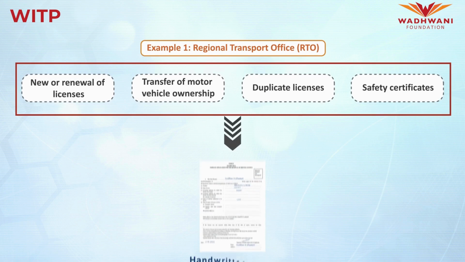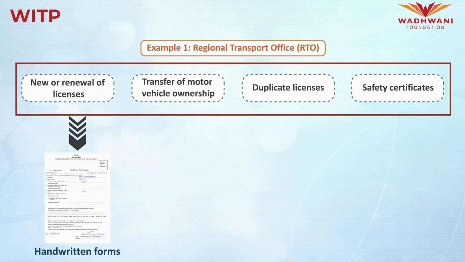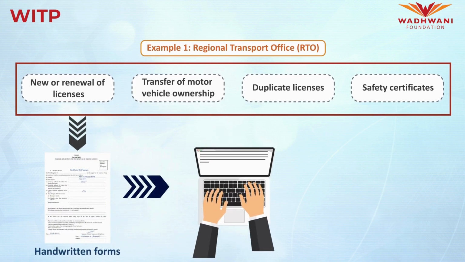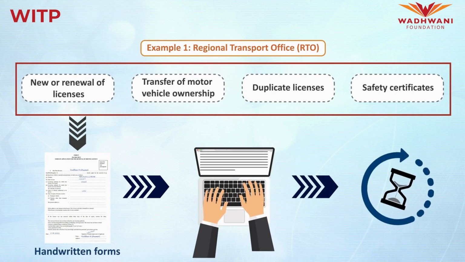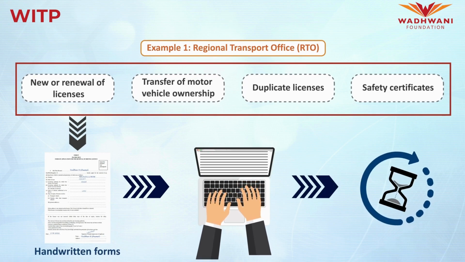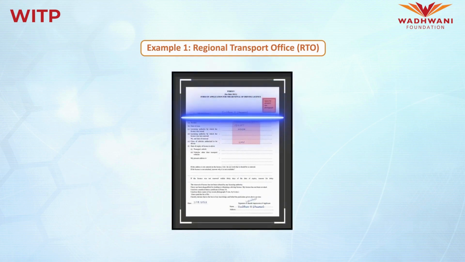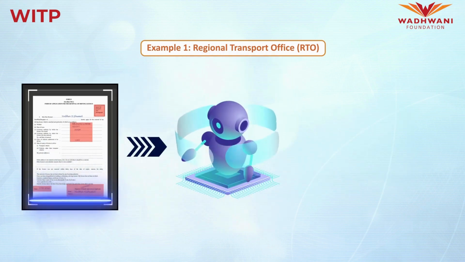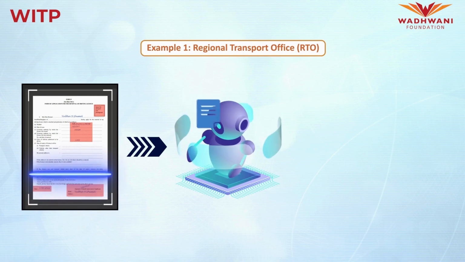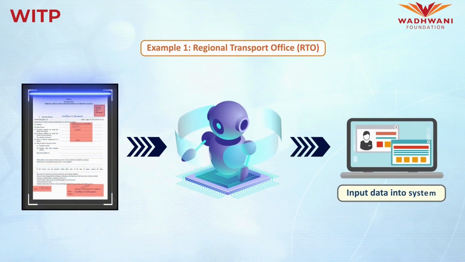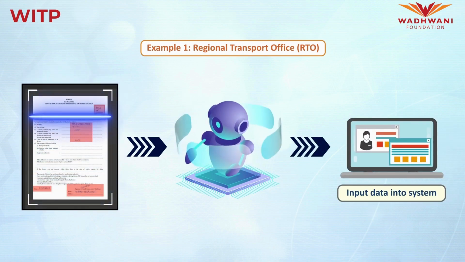All these forms are handwritten and need to be entered into the system, which is again time-consuming, and human errors may occur. The RTO can scan these documents and execute the bot, which will fetch the information from scanned documents and input data into systems.